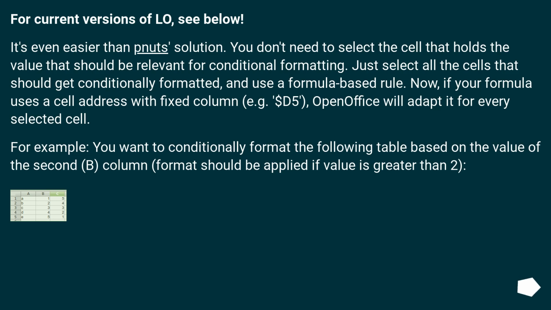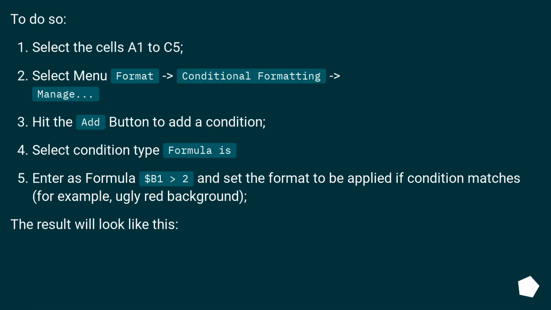Now, if your formula uses a cell address with fixed column, for example $D5, OpenOffice will adapt it for every selected cell. For example, you want to conditionally format the following table based on the value of the second, B, column. Format should be applied if value is greater than 2. To do so, select the cells A1 to C5.